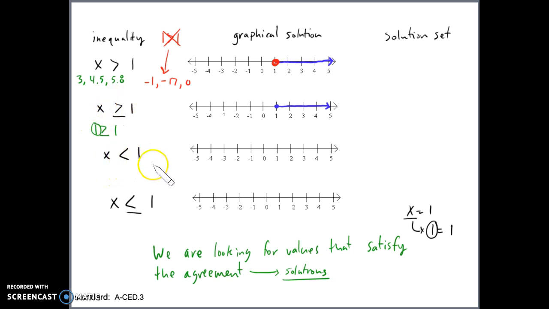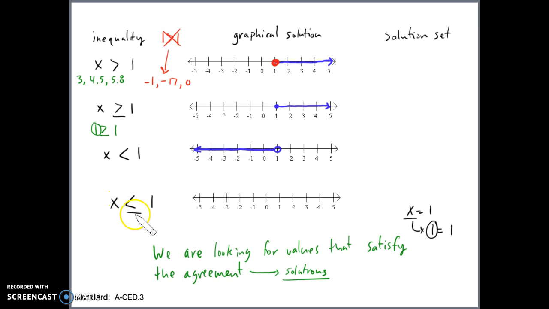x is less than 1. So now we're talking about all the values that are less than 1 are values that satisfy the inequality, but not including 1 because it does not have the equal to. So on our number line, we would go to 1, we would leave an open dot because it is not included, and now it's all the values that are less than 1 that are in our solution set.